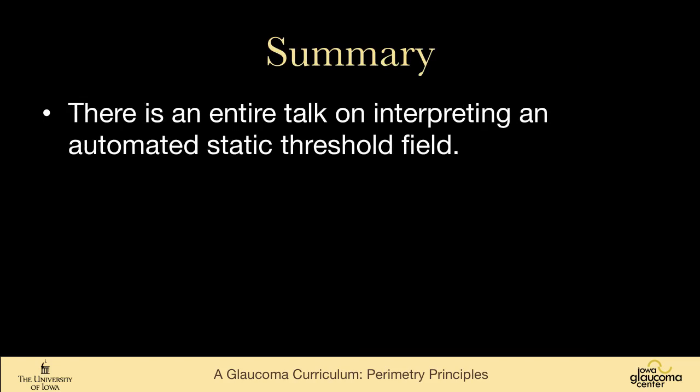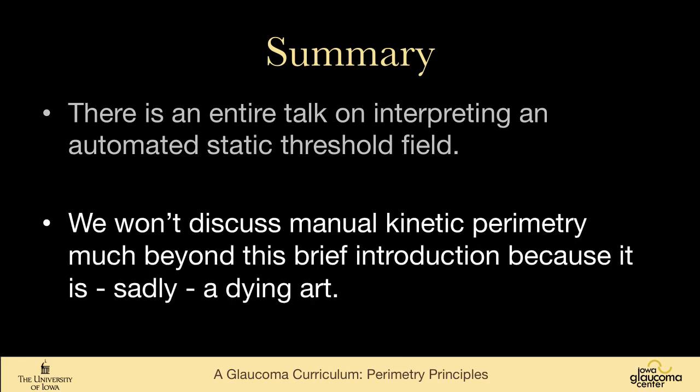So this talk is just kind of an overview of the difference between kinetic and static fields. There will be separate talks on how to interpret an automated threshold field, and then another talk on the type of visual field changes that we see in glaucoma. Unfortunately, we won't talk a lot about manual kinetic perimetry beyond this brief introduction because it is sadly a dying art. I will have examples of kinetic fields when we talk about glaucomatous visual fields, but we really won't go through the technique very much at all.